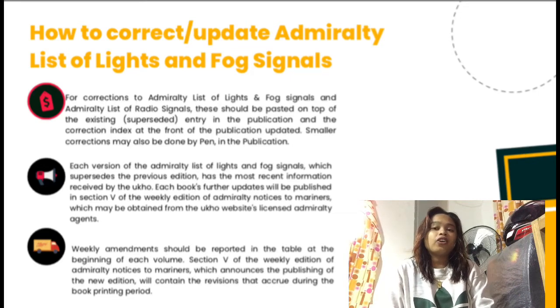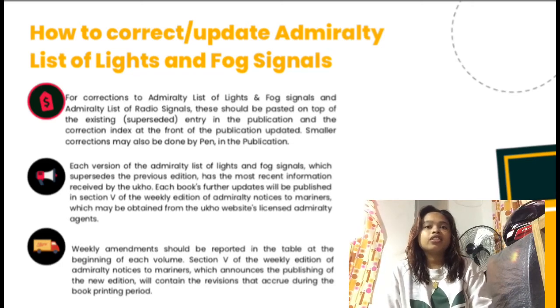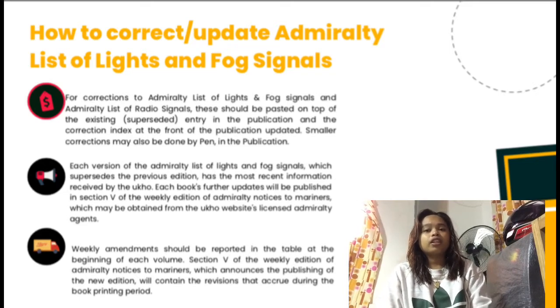How to correct or update Admiralty List of Lights and Fog Signals. First, for corrections to the Admiralty List of Lights and Fog Signals and the Admiralty List of Radio Signals, this should be pasted on top of the existing entry in the publication, and the correction noted in the front of the publication. Smaller corrections may also be done by pen in the publication.